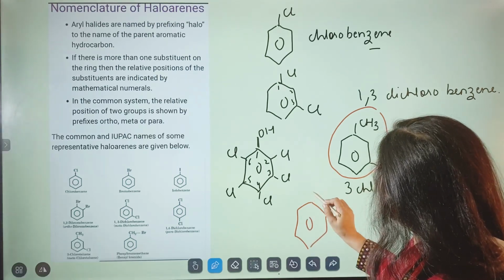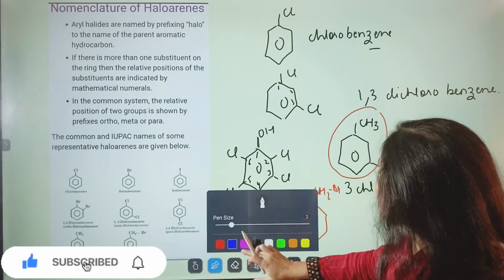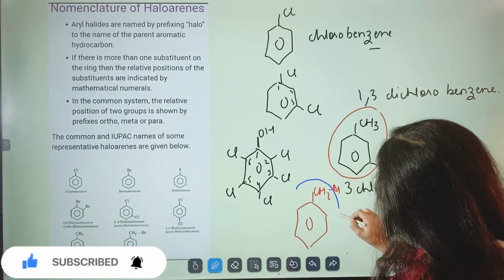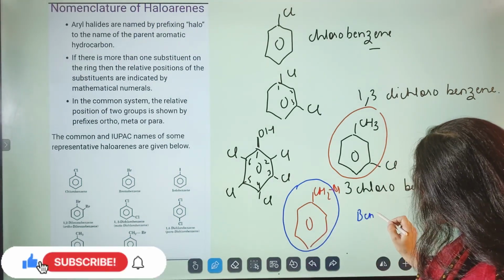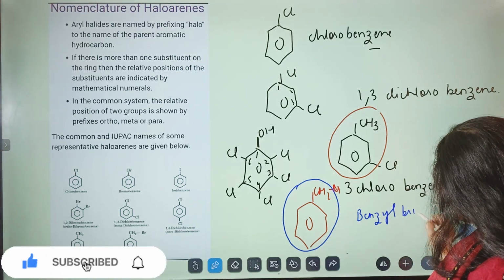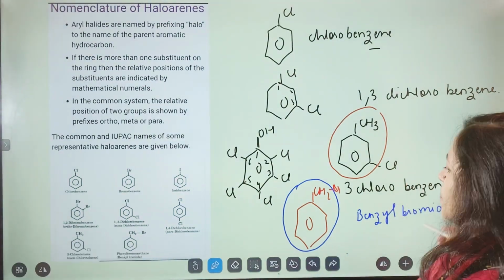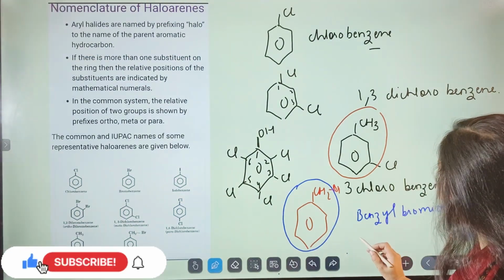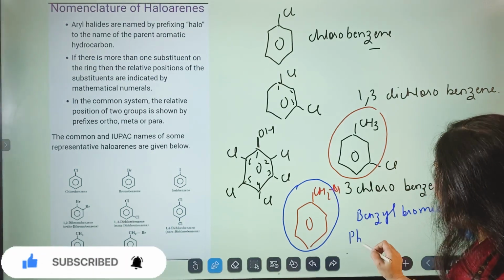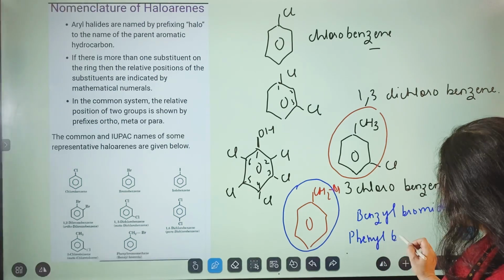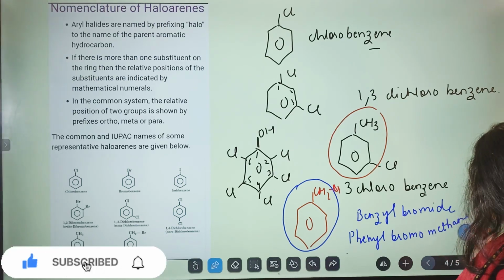Suppose this halogen atom is attached here. Students, this group is known as benzyl. So commonly you will call it benzyl bromide. But using IUPAC, you will call it phenylbromomethane. This one is phenylbromomethane. So its IUPAC name will be phenylbromomethane. You will separate out all the units.